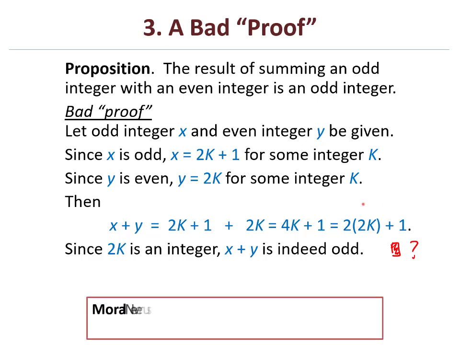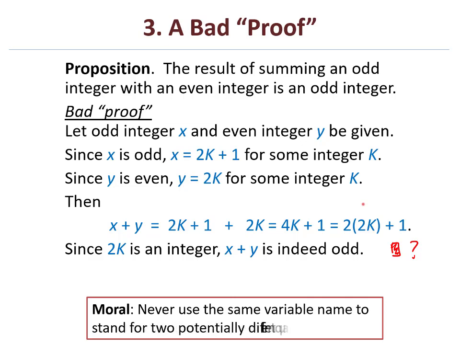And the error is in this assignment of k. Never use the same variable to stand for two potentially different quantities. In the proposition, this odd and even integer should be any odd and even integer. Odd integer x, even integer y. But if I use the same variable twice, this k, then my x is an arbitrary odd integer, but that y is just one number less than x. x and y should be able to be anything as long as x is odd and y is even. But by using the same k, I'm making them only one apart, and I've lost the arbitrariness that I desire.